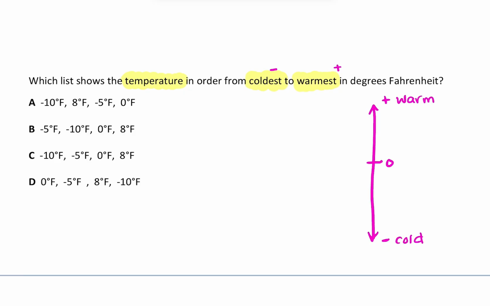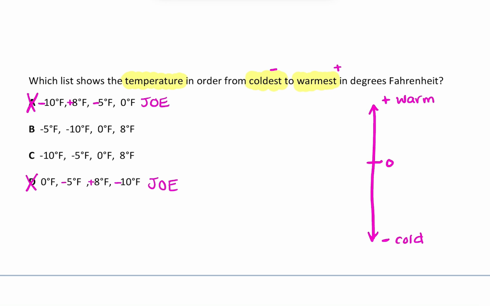So let's just get rid of some silly answers. So like I just said, A goes from a negative to a positive to a negative. So can I go negative, positive, negative? No, that's not in order. So A is a Joe. You cannot go negative, positive, negative. B goes negative, negative, positive, positive. So that one's okay. C, negative, negative, positive, positive. D, 0, negative, positive, negative. So those are both Joes.